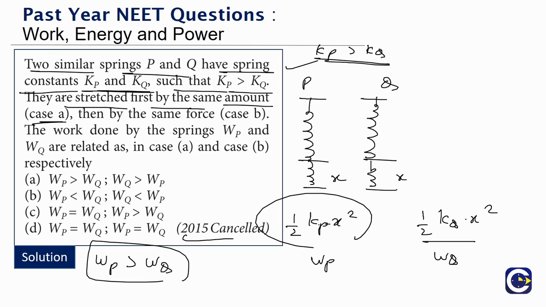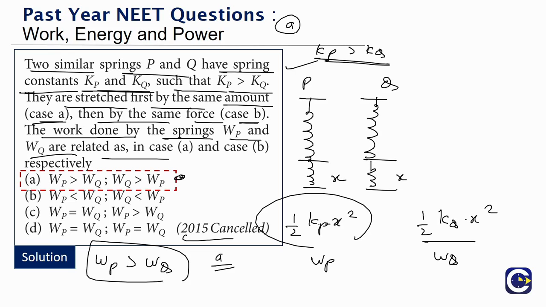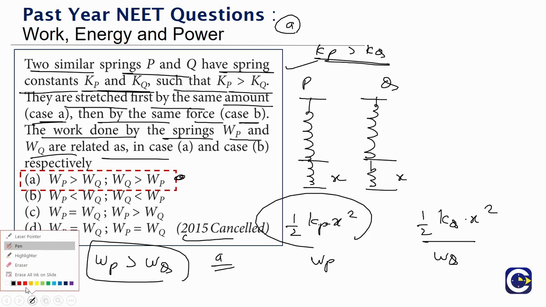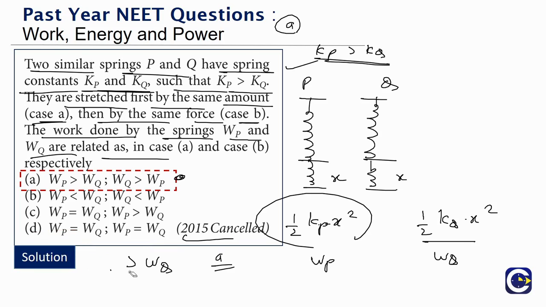So here what they are asking, they are stretched first by the same amount, that is the case A. So here we are discussing case A. And then by the same force, which is the case B. The work done by the springs Wp and Wq are related as, in case of case A and case B, what is the relation? See, here itself we will be able to conclude the answer. Why? Because in case A we should have Wp more than Wq, right? In the options given to us, only one of them is actually matching it. What is it? Option A. Only one of them is matching our answer, which is option A.